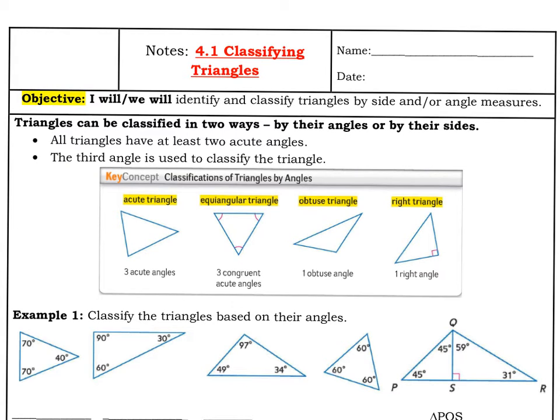So a couple of bullet points to go over at the top. All triangles will have at least two acute angles, whether it's an acute, equiangular, obtuse, or right triangle. It will have at least two acute angles. The third angle is used to classify the triangle, okay? By the third angle, I usually just look at the angle with the biggest measure, and I refer to that as the third angle, and that'll tell me whether it's one of these four.